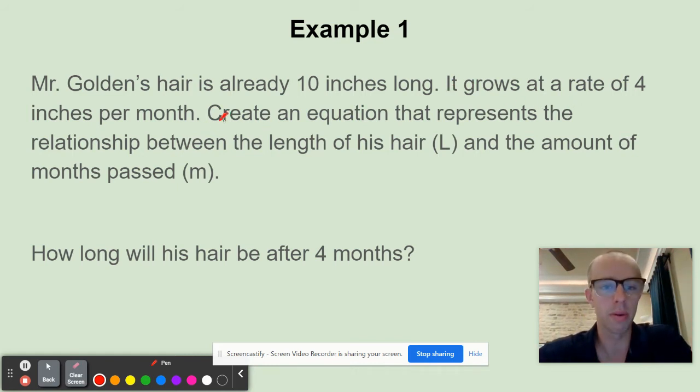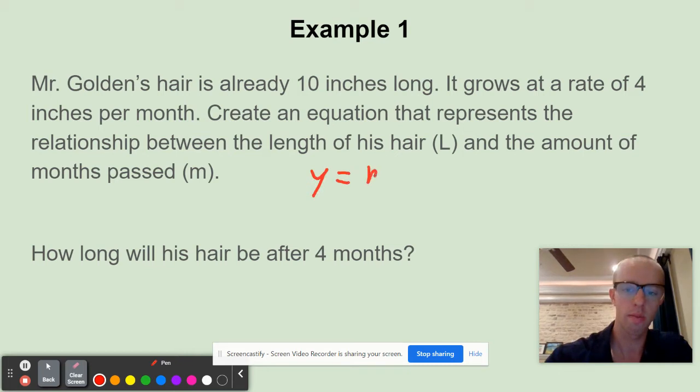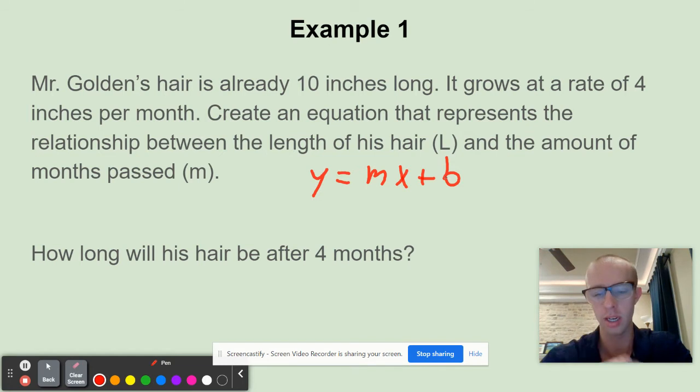Grows at a rate of 4 inches per month. Create an equation that represents the relationship between the length of his hair, L, and the amount of months passed, M. Then we have a follow-up question down here. But first, let's create the equation. It's kind of a review from our last lesson. We've been using y equals mx plus b because for this unit right now, we're only creating linear equations.